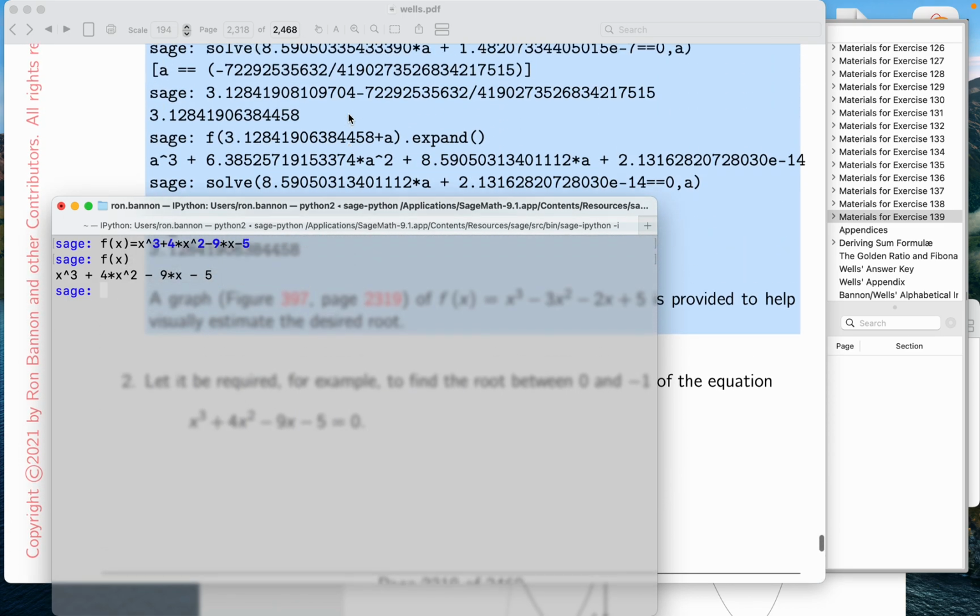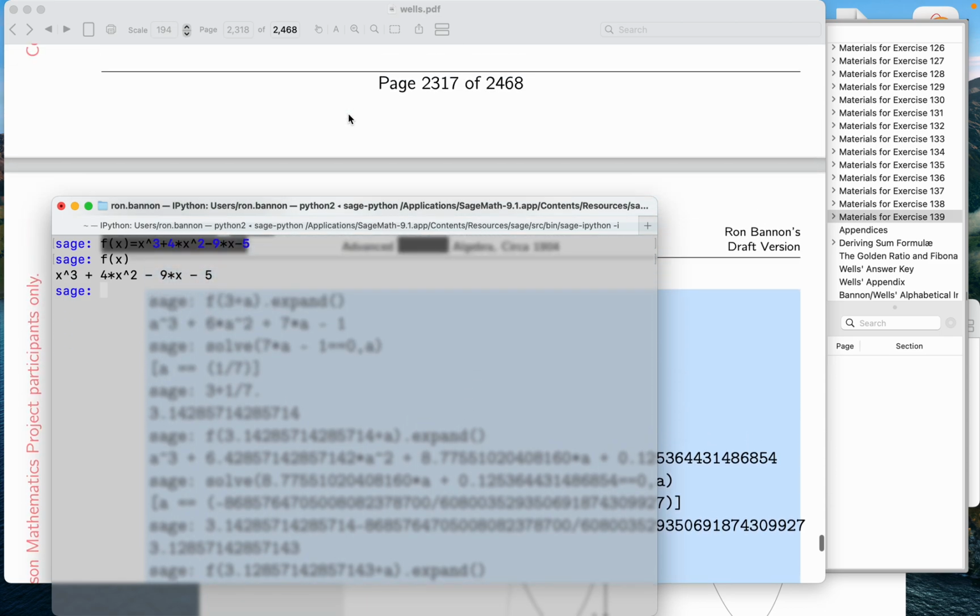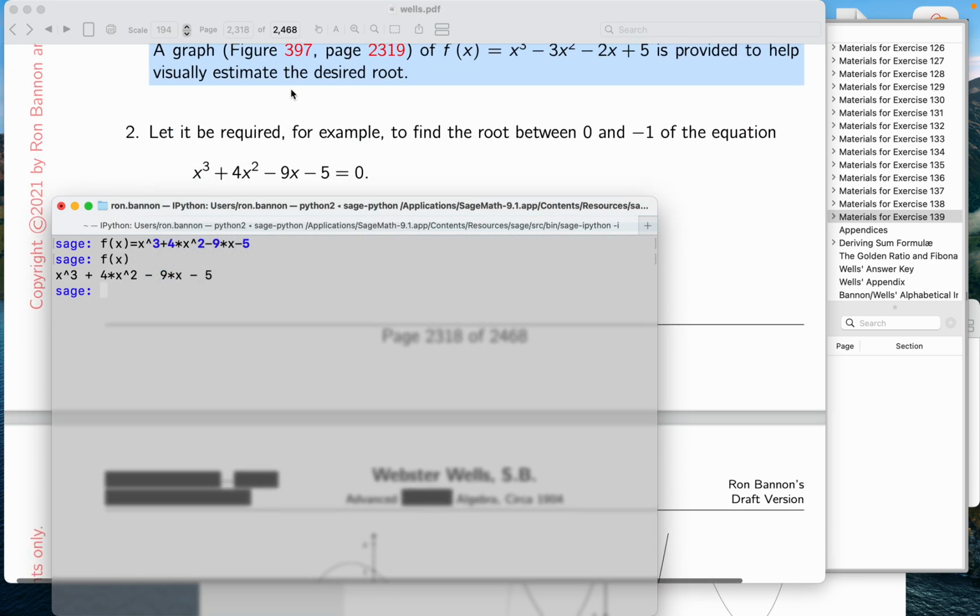So someone says, I don't remember what you just did. It happens, all right? So what I want to do is scroll back over here. And I just want to communicate... You know what? I should probably read the question first. It says, let it be required, for example, to find the root between 0 and minus 1. So over here, if the root's between 0 and minus 1, there's got to be a sign change over there.